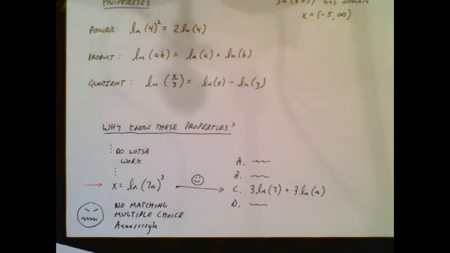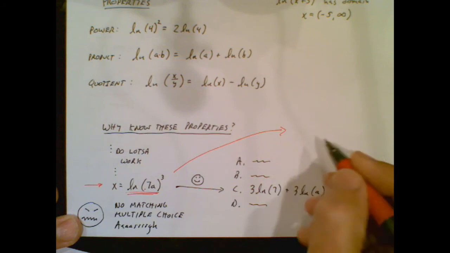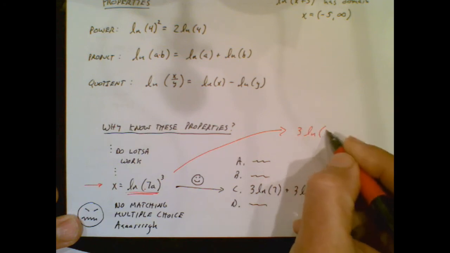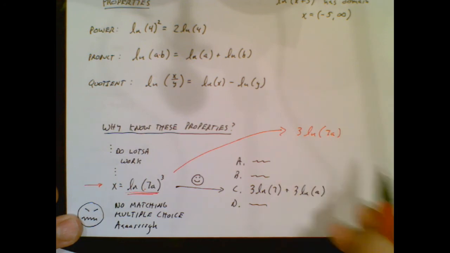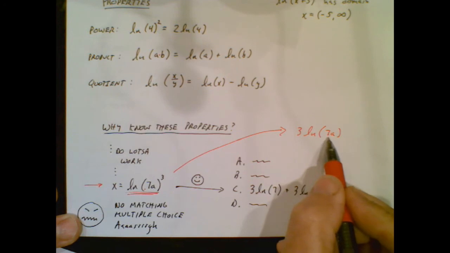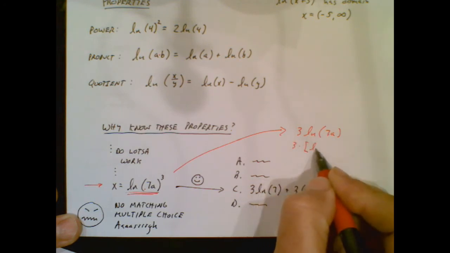What the AP has done is they've taken this answer and they've used log properties to rearrange it to see if you can connect what your answer is with a different form. So what they really did here is they said, hey, let's put that exponent of 3 out in front. And that's using the power property. Then they said 7 times a is really like this.